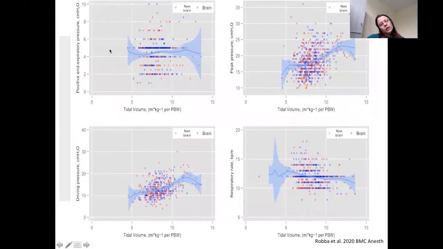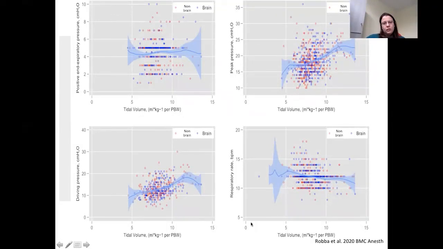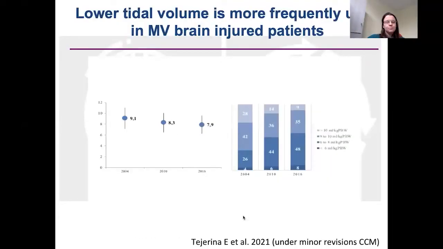And if you look at these scatter plots, where we considered the different ventilatory settings of PEEP, peak pressure, respiratory rate, and driving pressure in brain-injured patients and non-brain injured patients, the ventilatory settings were basically not different in terms of intrathoracic pressure and respiratory rate between brain and non-brain injured patients. So it seems that in neurosurgery, brain-injured patients are starting to be ventilated basically in the same way as non-brain injured patients.